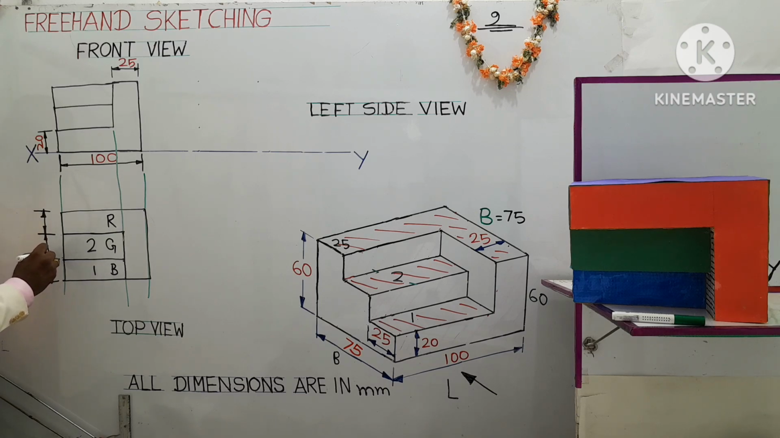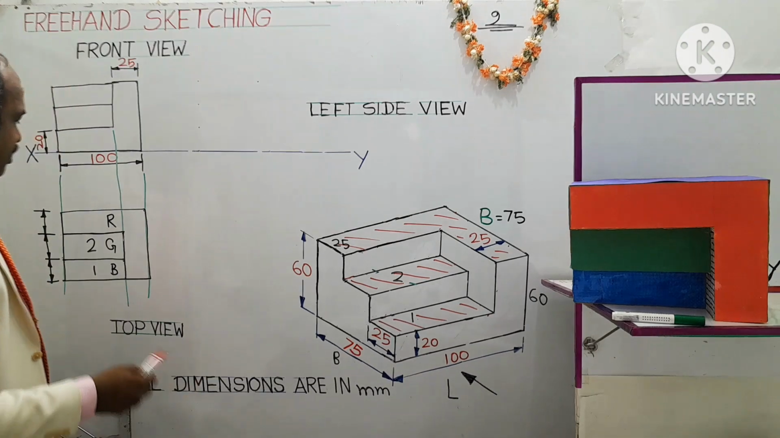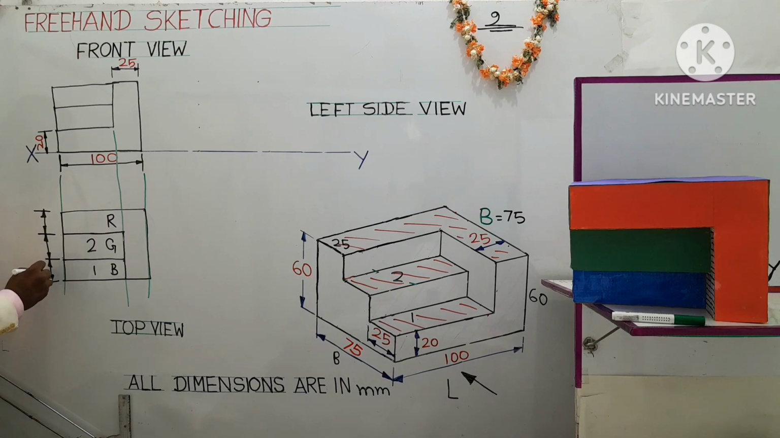This is a freehand diagram, freehand sketching in the subject engineering graphics. So here I use a different color. The breadth of step 1 is 25. 25 shall be written like this. Understand? So the overall length of the top view is the same as the front view. You need not repeat the dimension.